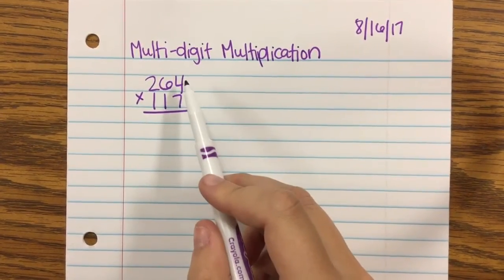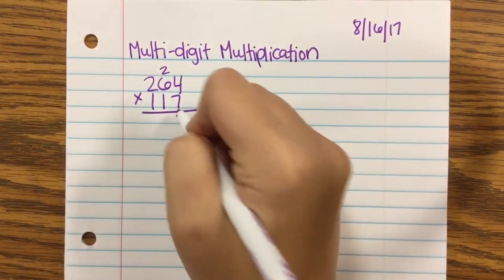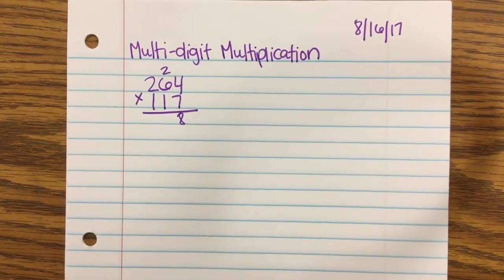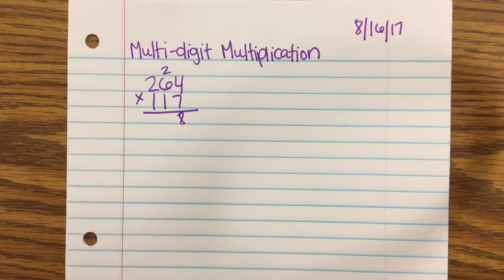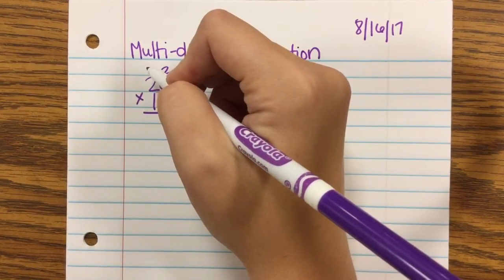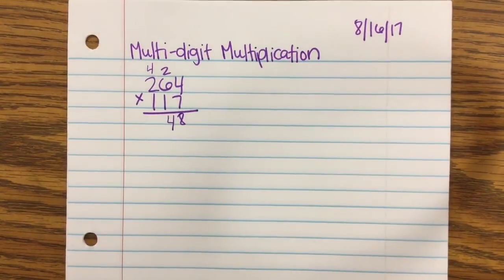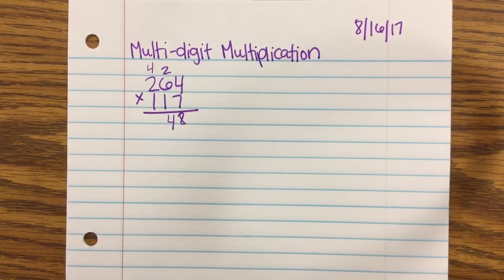So, class, what is 7 times 4? 28. What is 7 times 6? 42. Plus 2? 44. Write 4. 44. 7 times 2? 14. Plus 4? 18. 18, are you sure?